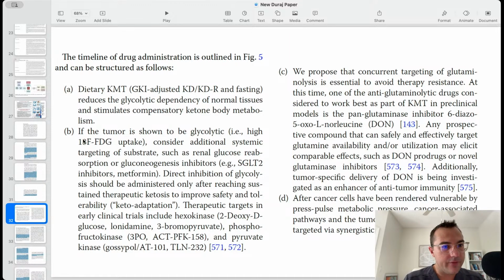We know that. And then if the tumor is shown to be glycolytic, with high 18F FDG uptake, this is where we're using the PET scan as a way to figure out exactly how we're going to set up our ketogenic therapy. Consider additional systemic targeting of substrates such as renal glucose reabsorption or gluconeogenesis inhibitors, SGLT2 inhibitors, or metformin. Direct inhibition of glycolysis should be administered only after reaching sustained therapeutic ketosis to improve safety and tolerability, aka if you're keto adapted. Therapeutic targets in early clinical trials include hexokinase, aka hexokinase inhibitors, basically.